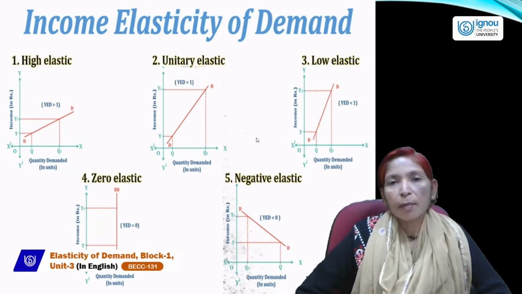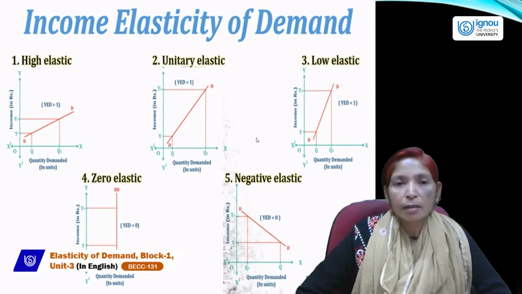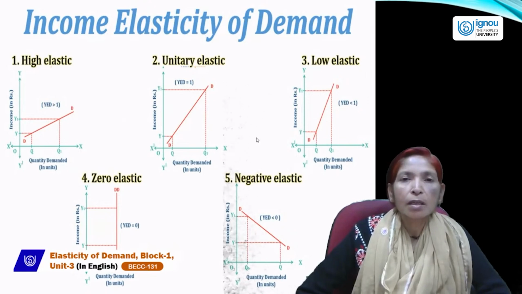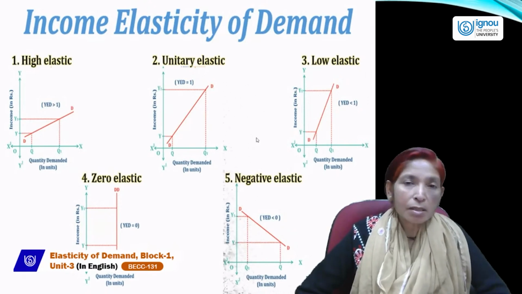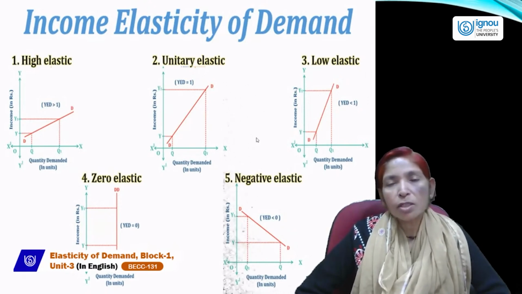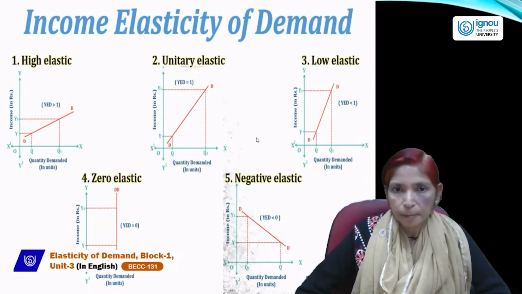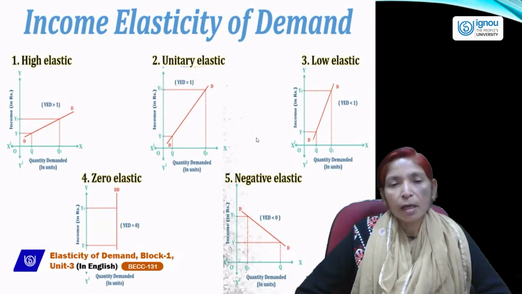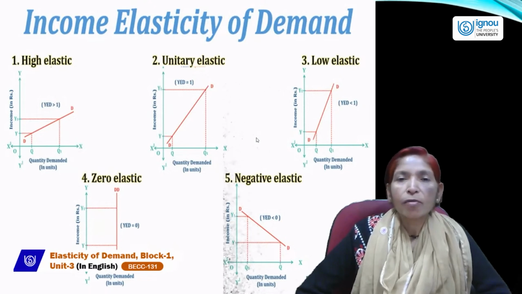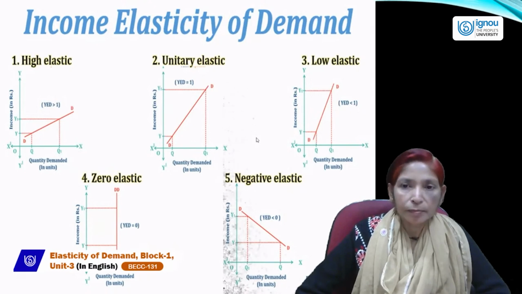Unitary elastic demand is that demand if the percentage change in quantity demanded is just the same as the percentage change in income of the consumer, then demand will be unitary elastic demand. In this case, the demand curve will be a 45-degree line and start from the origin.